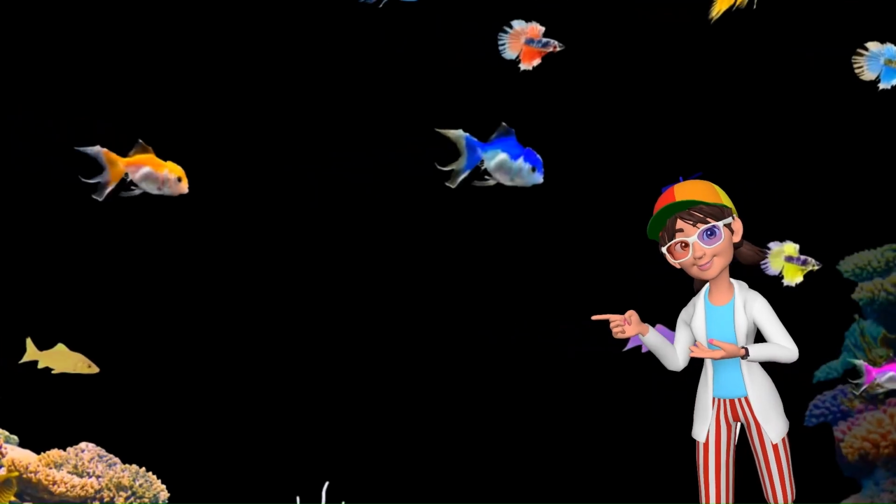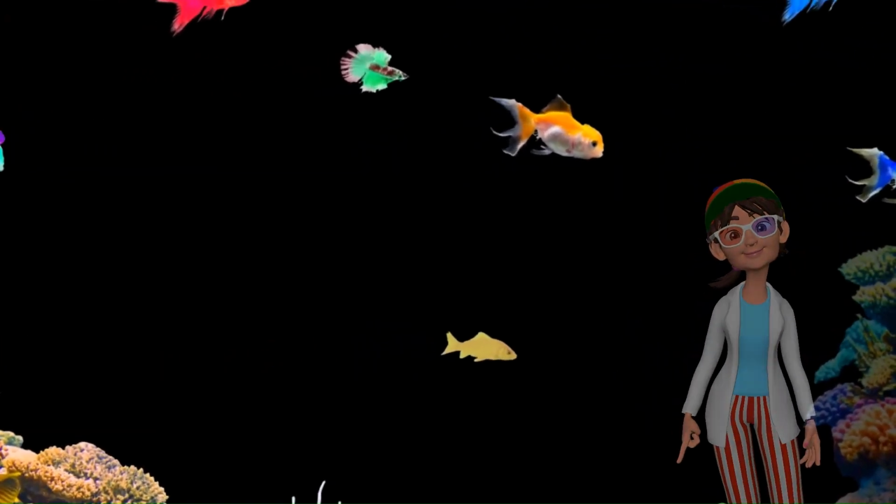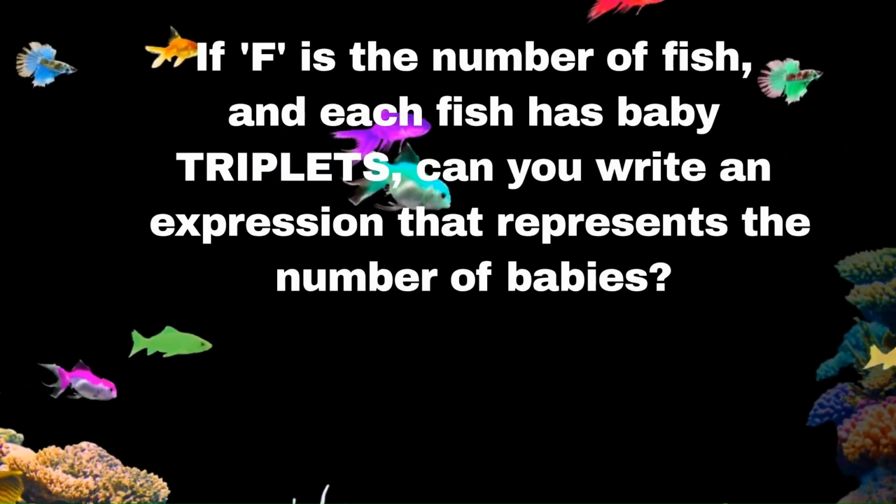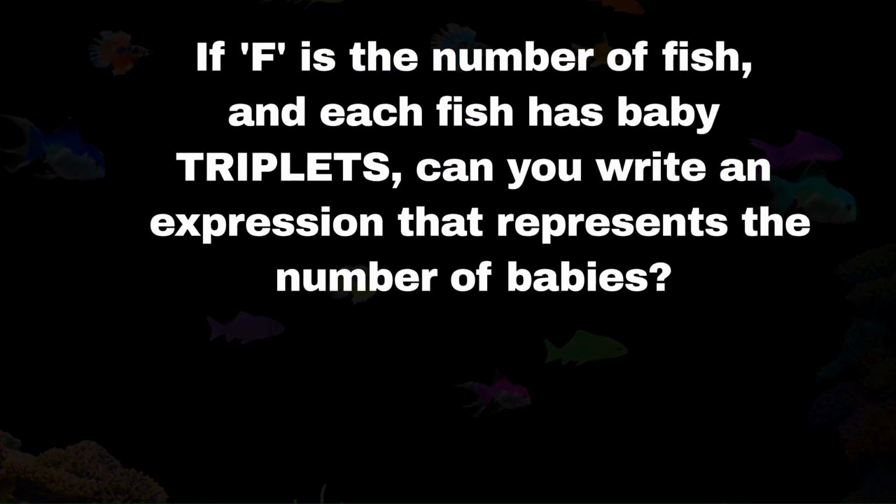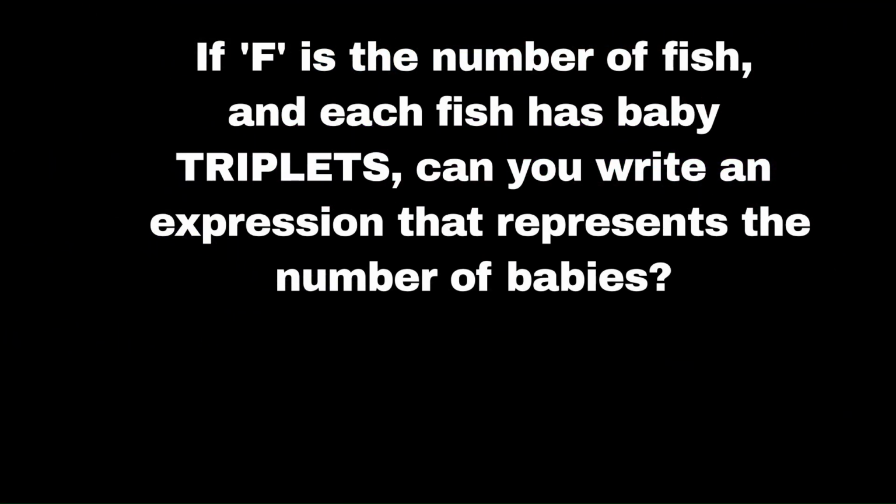Just say we are now counting fish, then each fish has baby triplets. If f is the number of fish, and each fish has baby triplets, can you write an expression which represents the number of babies? So, the variable will be f, and the keyword here is triplets, which means triple, or multiply by 3. The final expression will be f multiplied by 3.